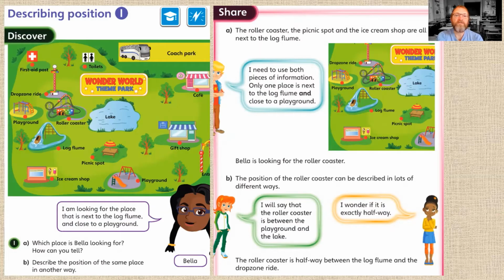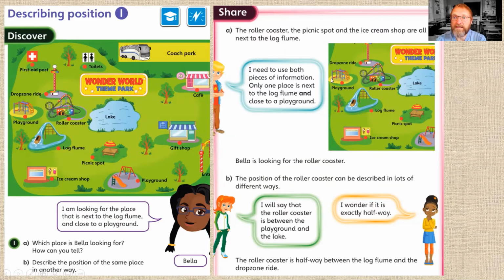So Bella is looking for a place that is next to the log flume and close to the playground. So the roller coaster, the picnic spot, and the ice cream shop are all next to the log flume. And here's the log flume. You can see all those things that we've just spoken about. I need to use both pieces of information. Only one place is next to the log flume and close to the playground.